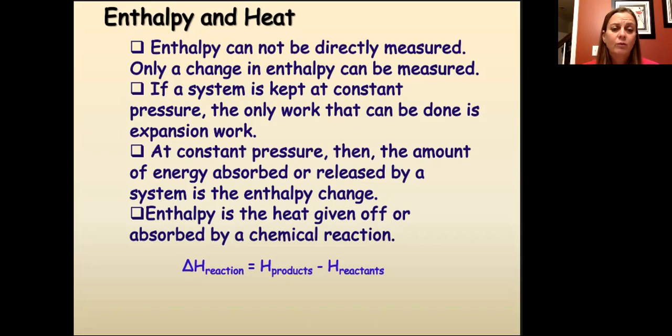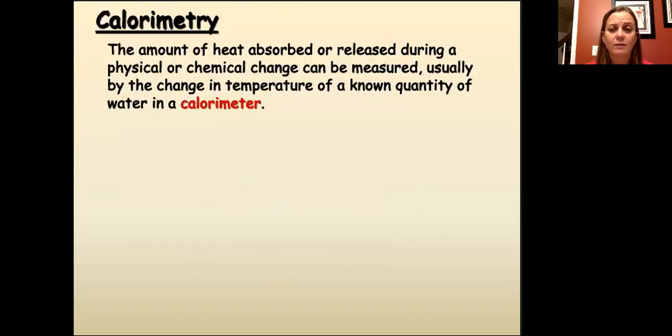So if enthalpy can't be measured directly, how do we measure it? We usually use a process called calorimetry. Calorimetry comes from that same root word as calorie, heat. And we measure the amount of heat that is absorbed or released during a physical or a chemical change. Most of the time when we do calorimetry, we're measuring the change in temperature of a known quantity of water in something called a calorimeter.